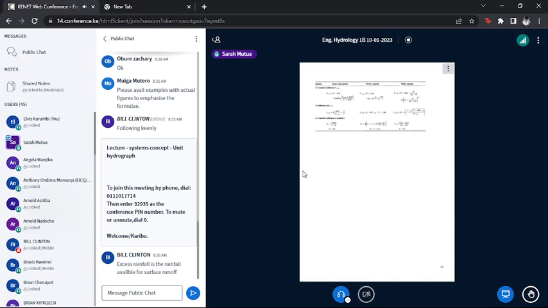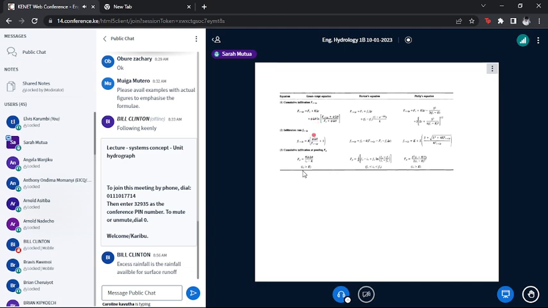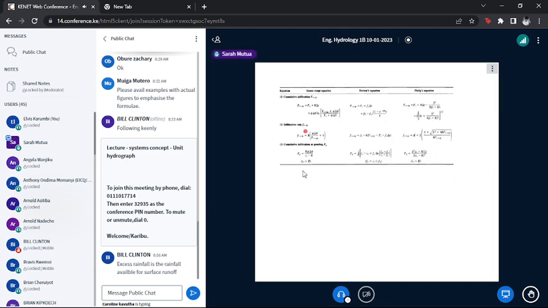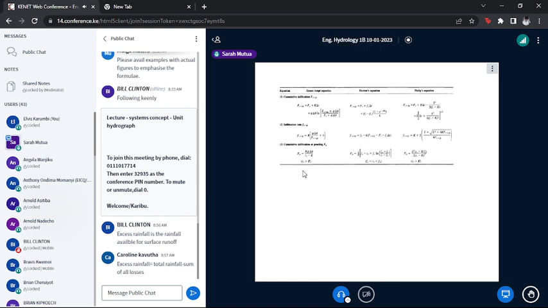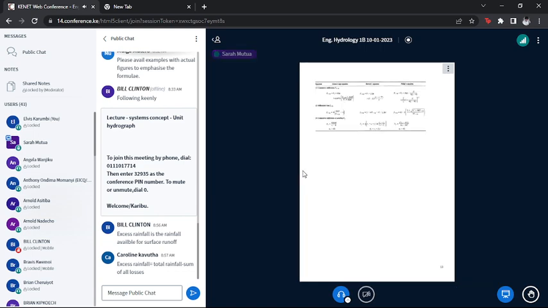Yes, it is the rainfall that is available for surface runoff. That is correct. Very correct, Bill Clinton. Thank you. And do we know how to calculate it? There are a number of methods on how to calculate it. Yes, excess rainfall is, as Caroline Kavutha says, total rainfall minus the sum of all losses.